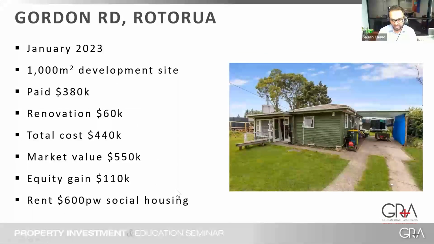Here's another one we bought in January this year. 1,000 square meter land, development site. Paid $380,000. We renovated for $60,000. Total cost was $440,000. Market value is $550,000. Equity gain $110,000. Rented at the moment at $600 per week. Social housing again, rented to social housing.